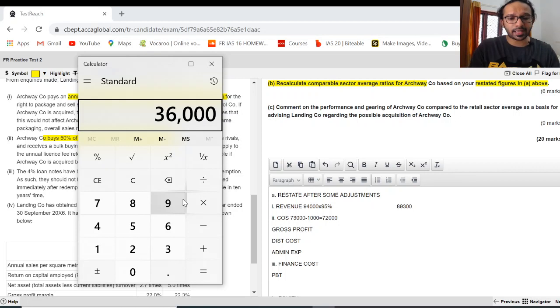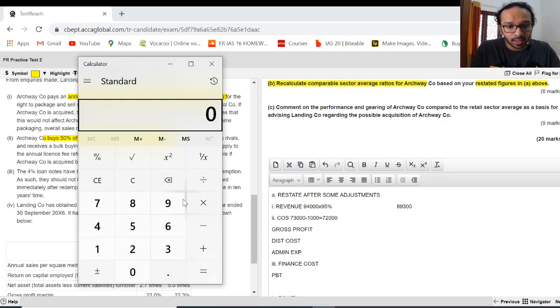Okay, so what is the discount they are getting? Into 10 divided by 90, because that figure of 36,000 is already a discounted figure. So the discount Archway is getting now is 4,000.